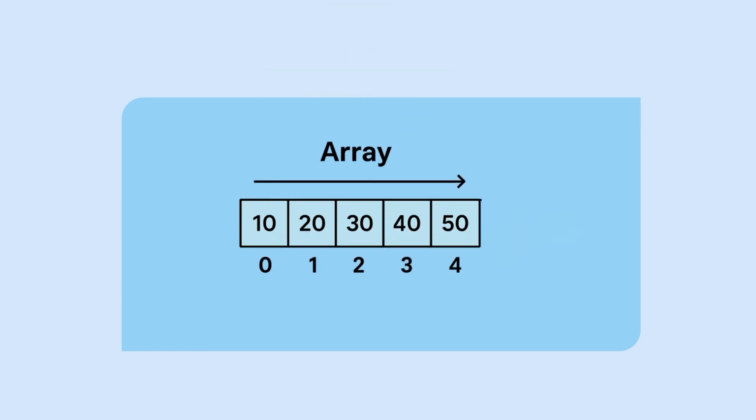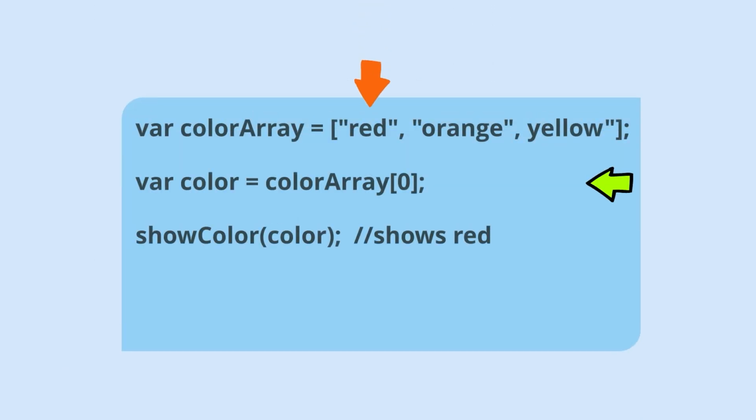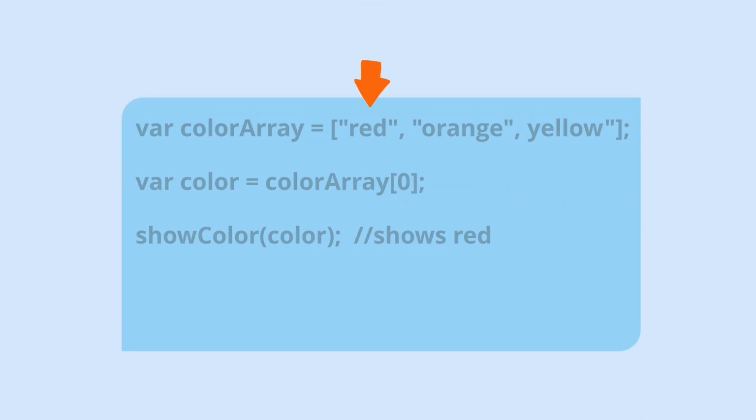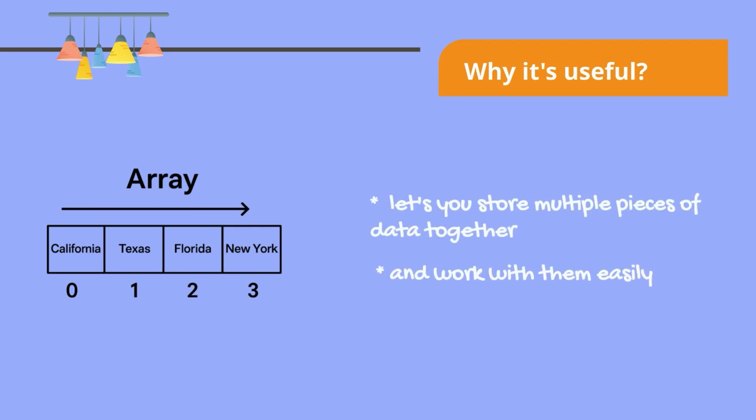Arrays. An array is a list or collection of items, like a bunch of data stored in one place. Example, an array of colors: red, green, blue. Each item in the array can be accessed by its position or index. Why is it useful? Arrays let you store multiple pieces of data together and work with them easily, especially when you need to loop through them.